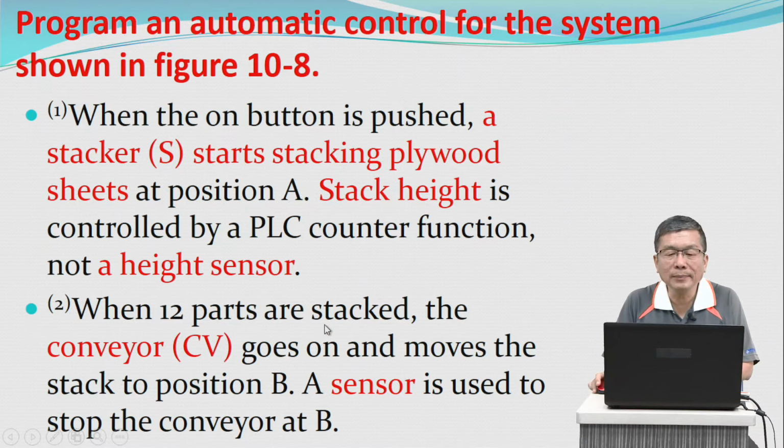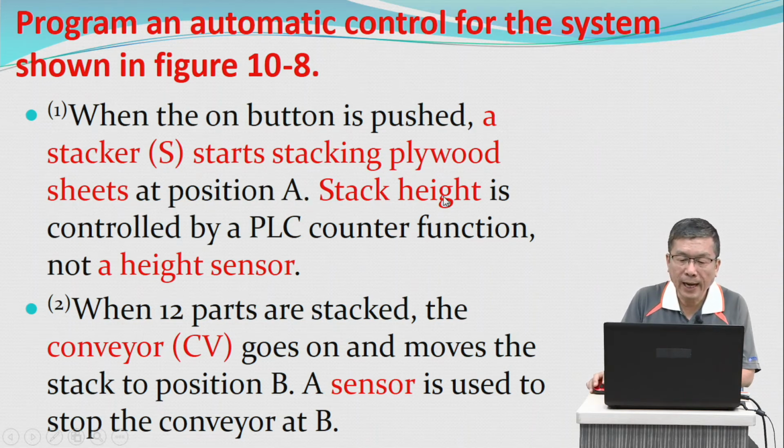When the on button is pushed, a stacker starts stacking plywood sheets at position A. Stack height is controlled by a PLC counter function, not a height sensor. When 12 parts are stacked, the conveyor goes on and moves the stack to position B. A sensor is used to stop the conveyor at B.